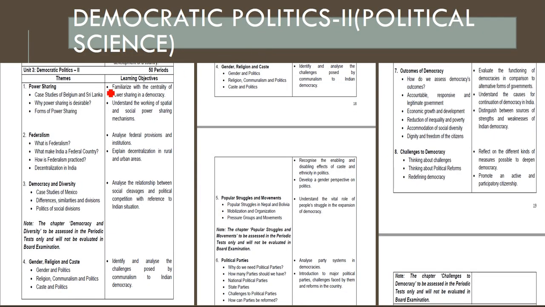Democratic politics, that is political science. The first chapter is power sharing, done. Federalism, democracy and diversity will be assessed only in the periodic test. This is for PT. Gender, religion, caste, popular struggles and movements will not be evaluated in the board. Again, it's for PT. Political parties, outcomes of democracy, challenges of democracy. Again, it is for PT. Those chapters prescribed for PT shall be taught in the class, but not in so much detail. The rest will be taught in good detail.